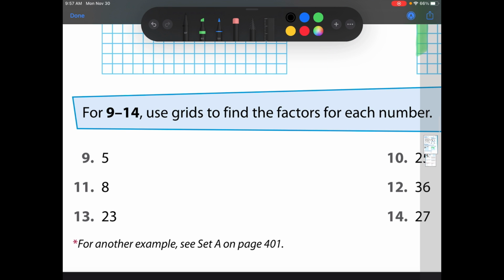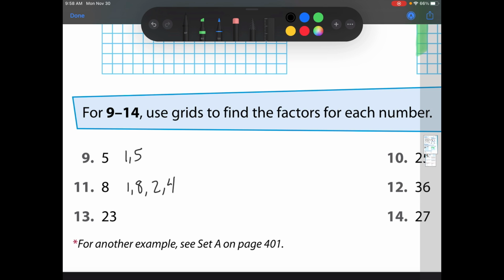Use grids to find the factors for each number. I don't have my grids, but I do know my multiplication well. 5 is only 1 times 5. That's the only way. For number 8, I know it's 1 times 8, and since it's an even number, I know 2 times something, which is 2 times 4 equals 8.